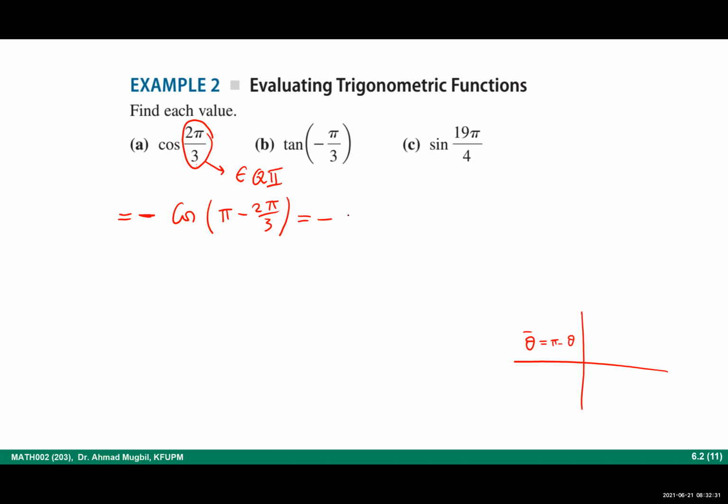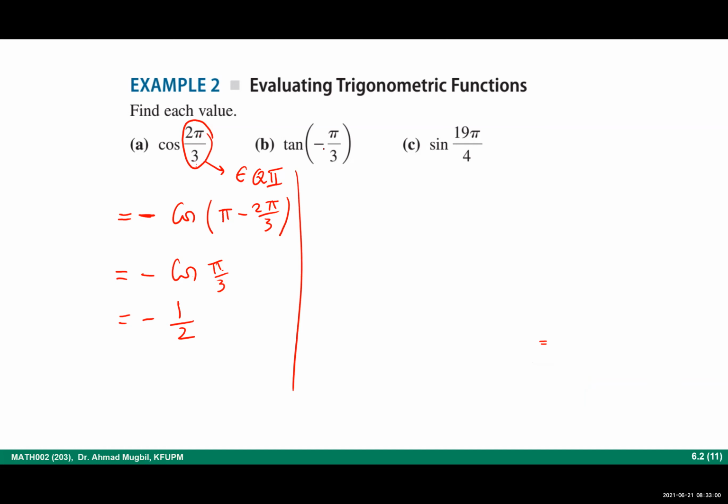So this is negative. Let me solve it here. This is negative cosine of what? Pi over 3. It is expected that the reference angle is pi over 3. Minus, what is cosine pi over 3? Cosine pi over 3, ya shabab, is a half. A half, ya shabab, is the same as sine pi over 6.